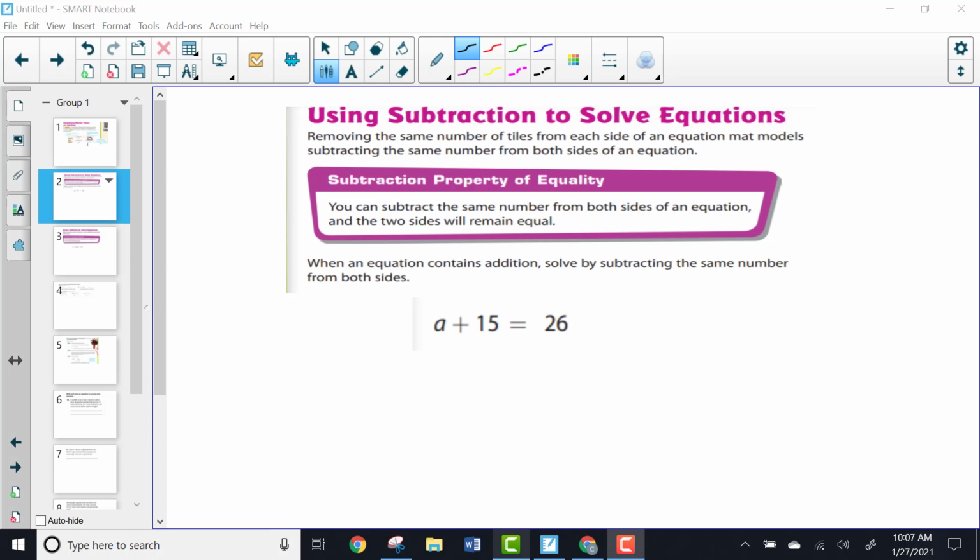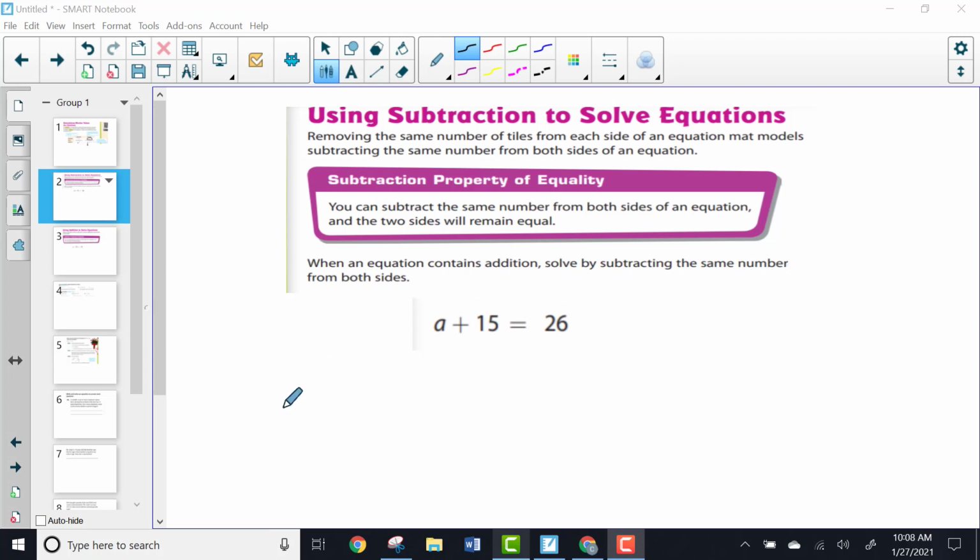And the rule that we're going to look at is the subtraction property of equality. And what that says is you can subtract the same number from both sides of an equation and the two sides will remain equal. Okay, so when do we use this? When an equation contains addition, you solve by subtracting the same number from both sides.